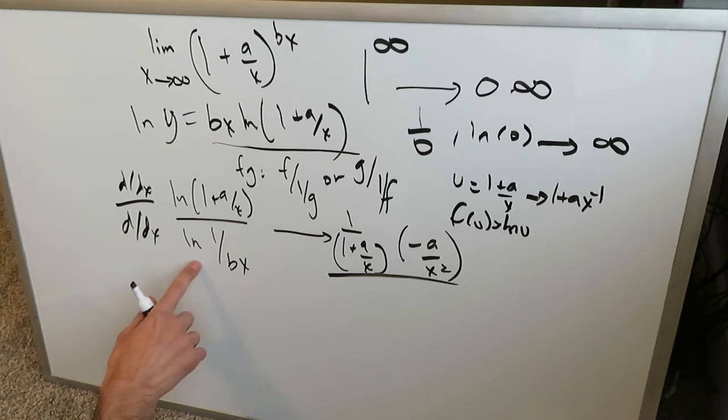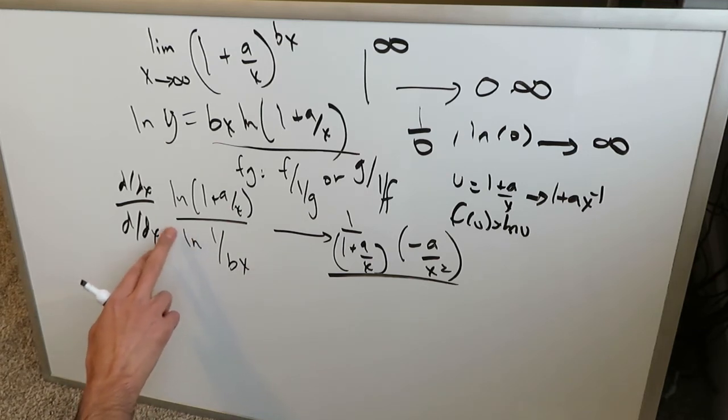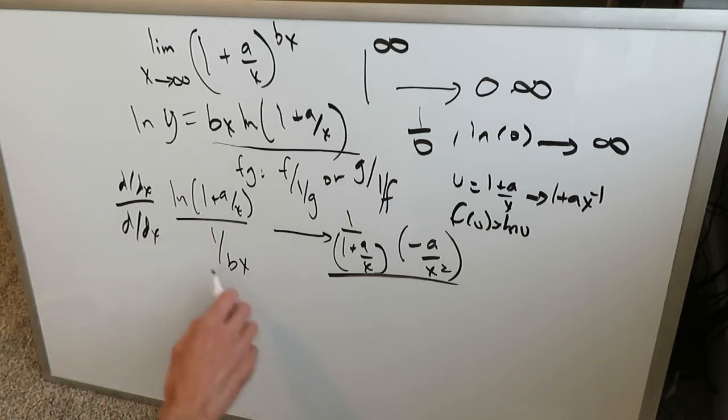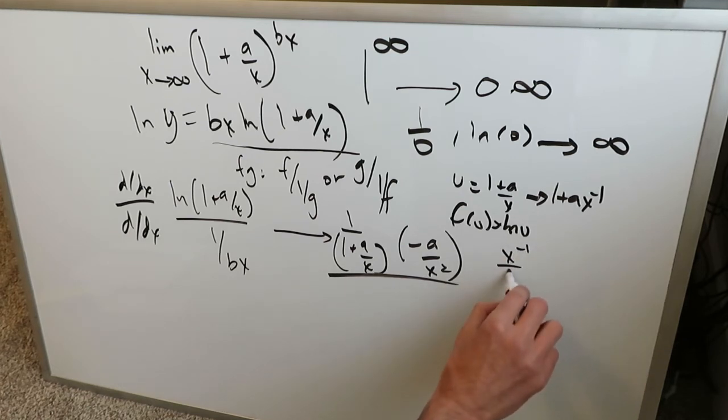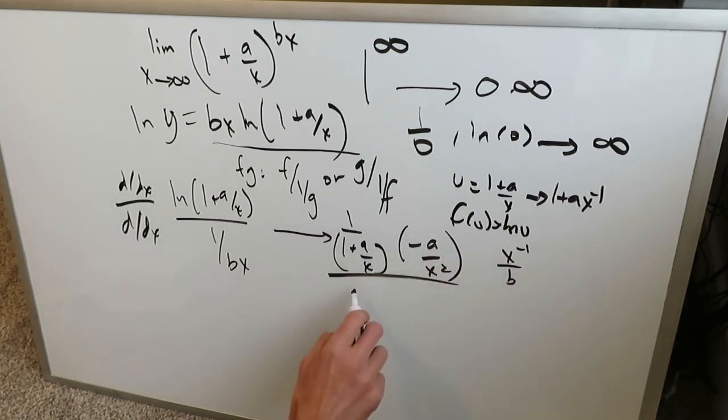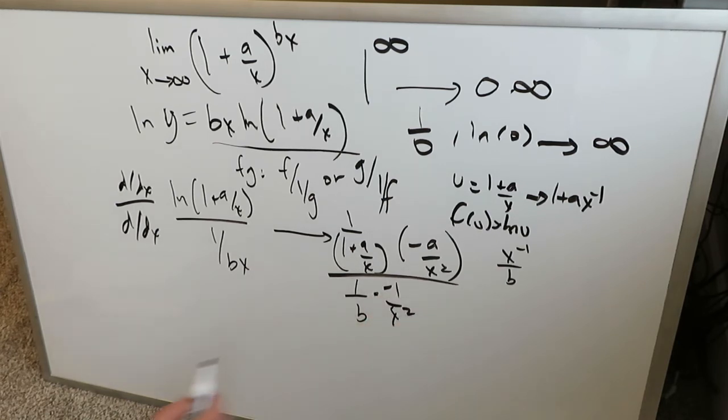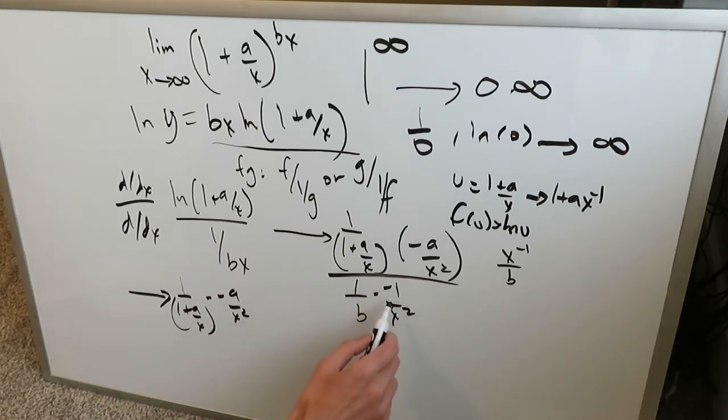Now, I have a natural log over here. This appears to be a mistake, but it's the derivative of 1 over bx. I'm basically looking at the derivative of something which looks like x to the power minus 1, over b. The 1 over b can come out on the side, and we're basically looking at minus 1 over x squared. That's what we have. When we marry all of these things together, we have 1 over 1 plus a over x times minus a over x squared, and here we have minus 1 over bx squared.